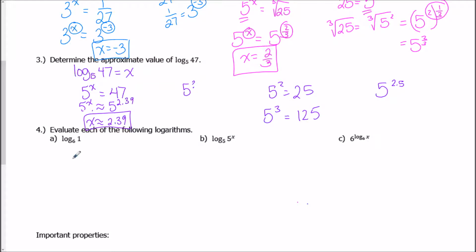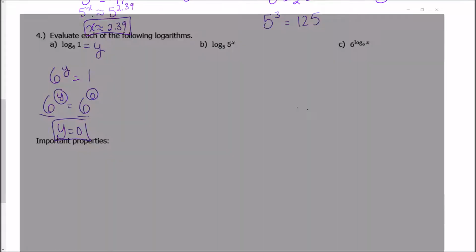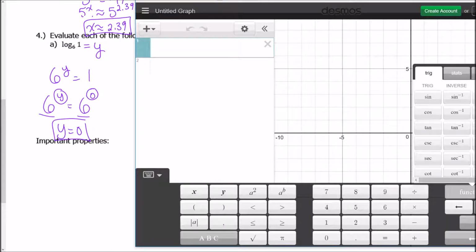Okay, so question number 4 says to evaluate each of the following logarithms, and these here are going to help us identify some important properties that we need to know. So I'm going to set this equal to y. So this means 6 to the power of y is equal to 1. And I know that if I have 1, it's anything to the power of 0. So to have the same base right here, I end up getting 6 to the power of 0. So y equals 0. Okay, now I just want to go to Desmos and try this out right here and see what happens if I were to type this in.